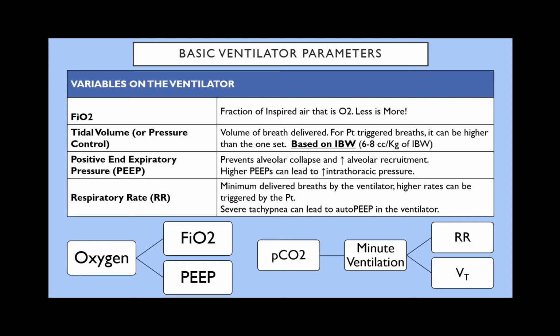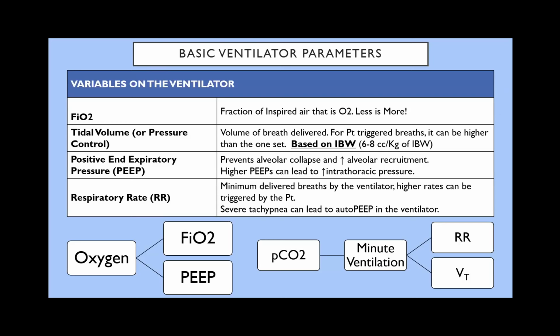And you want the tidal volume to be between 6 to 8 cc per kilogram. Why not more? Because the more tidal volume you start giving, the more volutrauma you can do, and you can start popping the lungs and causing pneumothoraxes or pneumomediastinums. So volumes above 8 cc per kilogram is not something we ever do.